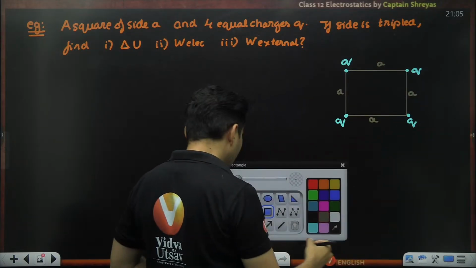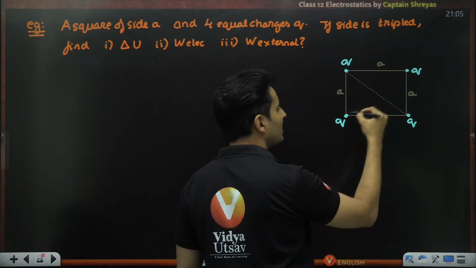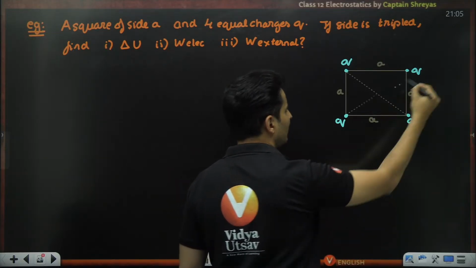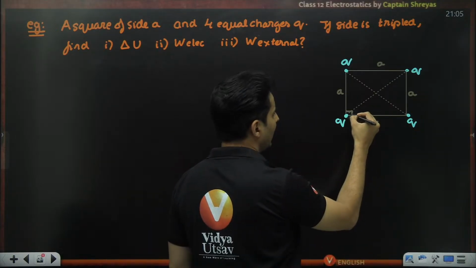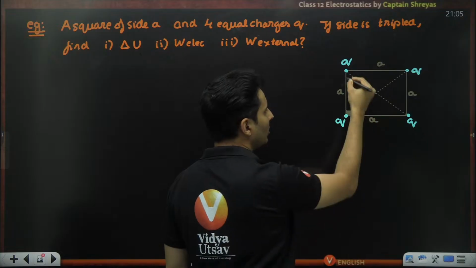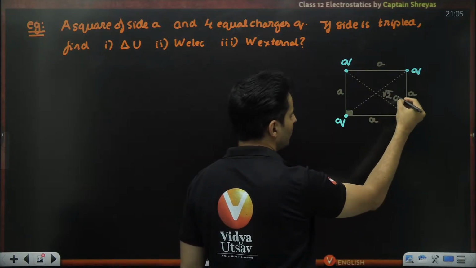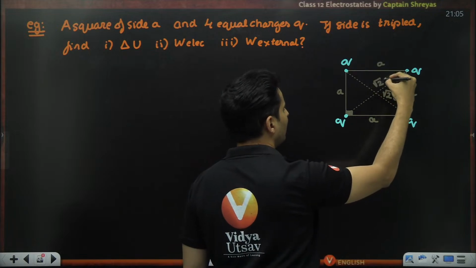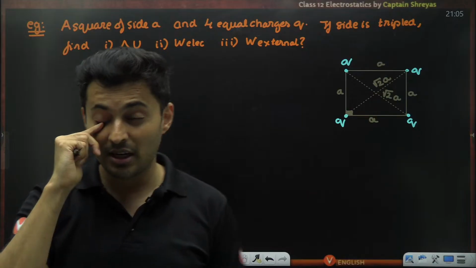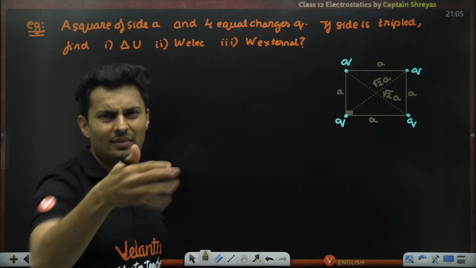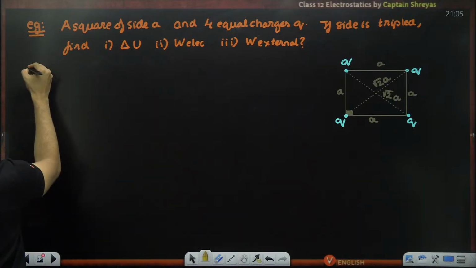I will also need the diagonal length, because this charge with this charge, this charge with this charge will also have potential energy. No doubt about it. It's a right angled triangle, so Pythagoras theorem can be used. If this is A, this is A, the diagonal length will be root 2 times A. A square plus A square is 2A square. Take the root, it will become A root 2. I will need it for the calculation. So let's figure out what is the potential energy initially.